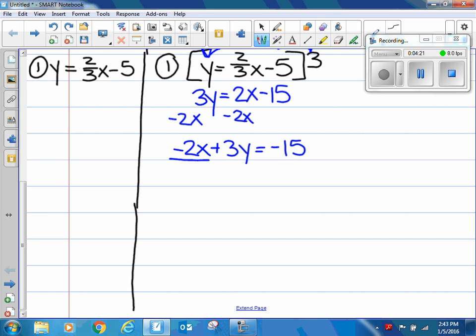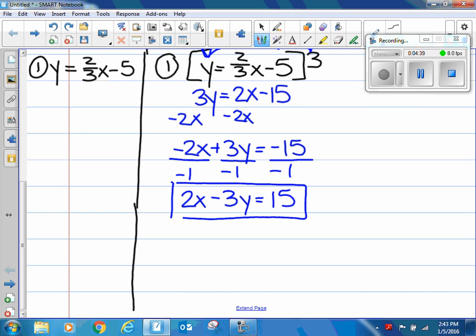So how do we get rid of a negative? We're going to divide everything by a negative 1. So this negative becomes a positive, and we get 2x minus 3y equals 15. And that is your equation written in standard form. For this case, our a is equal to 2, our b is equal to a negative 3, and our c is equal to 15.